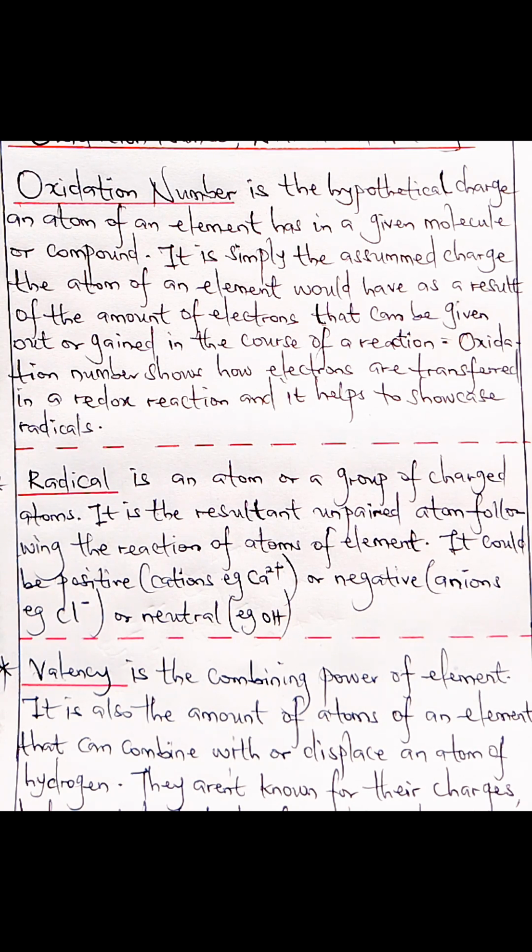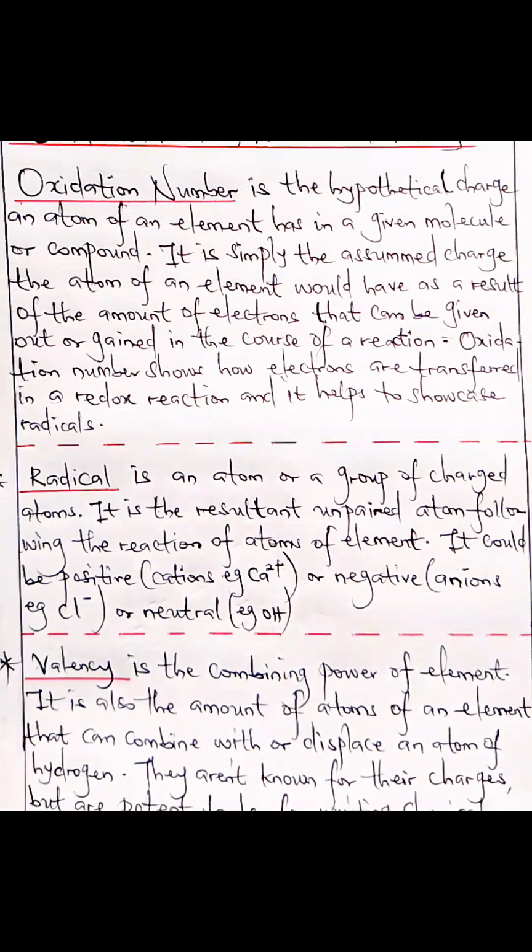So radicals are either positively charged radicals. When we talk about positively charged radicals, you're talking about atoms of element that has given out some electron to become balanced, while the negatively charged radicals are atoms of element that has brought in or taken in certain amount of electrons to become balanced also. So we have positively charged radicals known as cations, negatively charged known as anions, and the neutral ones.